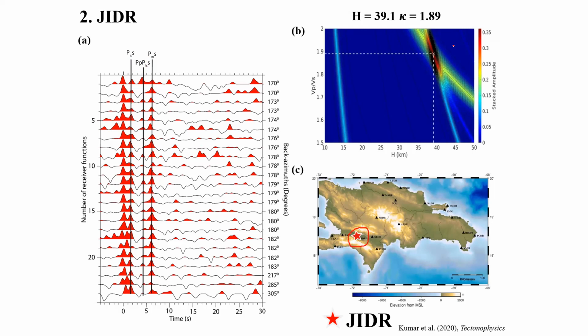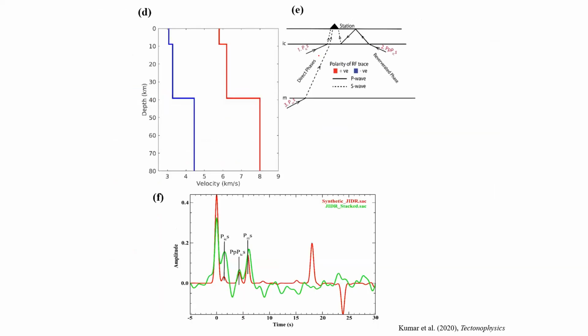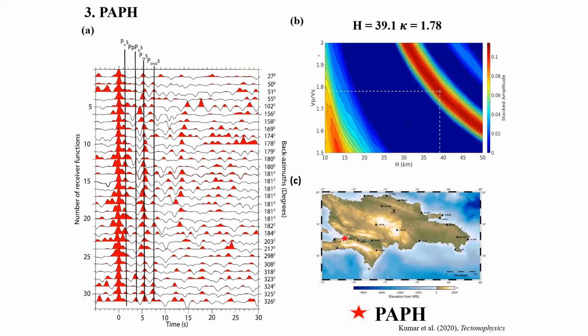When he did the H kappa stacking, he could find a reliable H value at around 39 kilometers and a kappa value at around 1.89. Likewise, he did the modeling and found that his results were reliable. And then he did the H kappa stacking for another station, PAPH, and found these results.